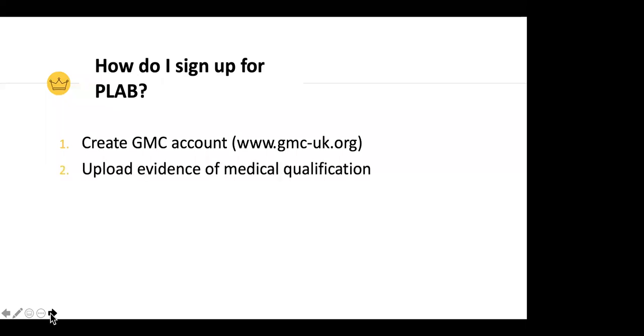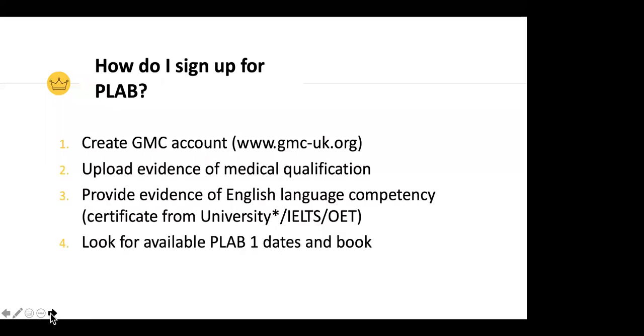Okay, so in terms of how you sign up for the PLAB exams, it's quite an easy process. You need to go to www.gmcuk.org, and then you need to create a GMC account. They'll be asking for basic details.